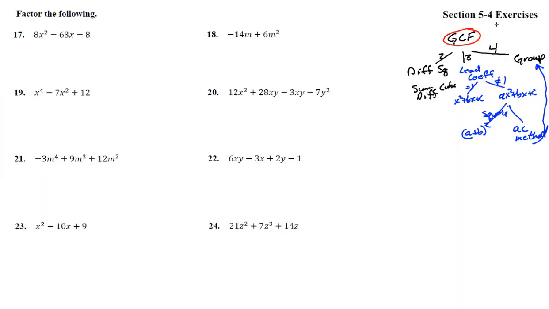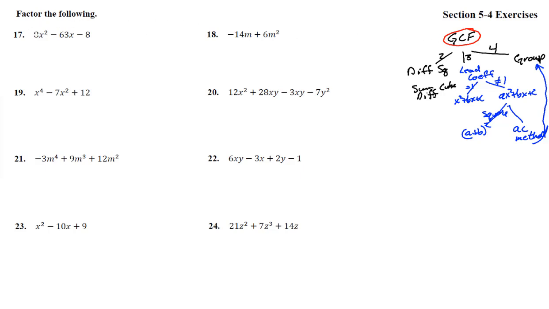Okay, we're here at section 5-4, exercises 17 through 24. And we're factoring, just factoring all different kinds and mixed up in the method. So here's our little map that will help us to remember where we're headed with which method. Number 17, when it says factor the following, first of all, greatest common factor.